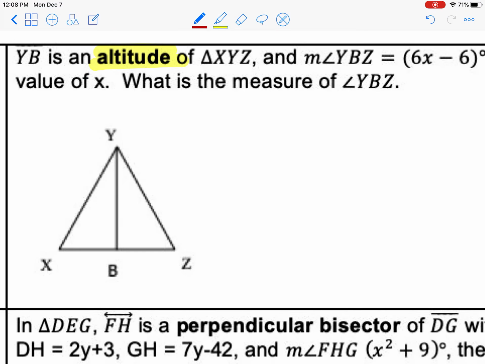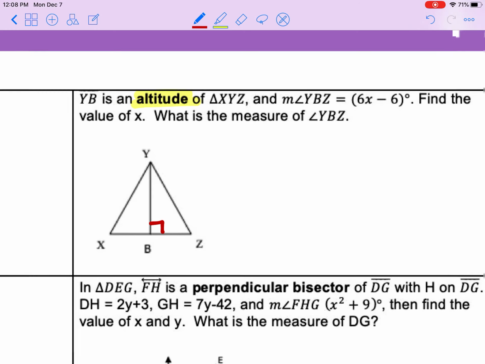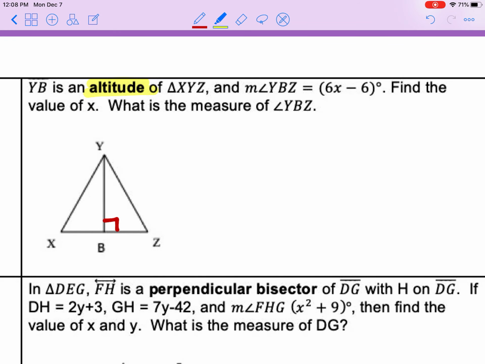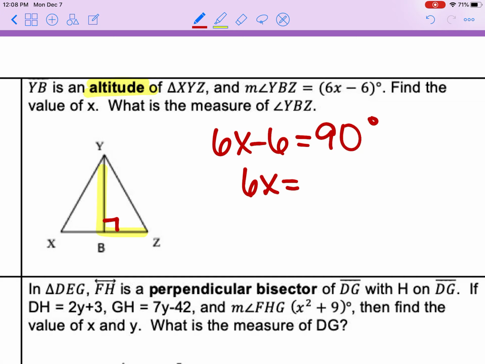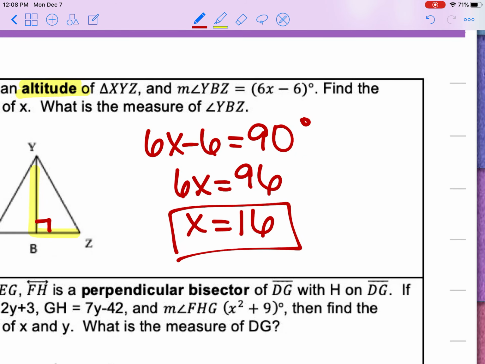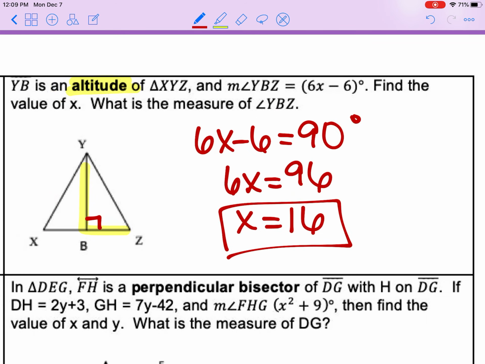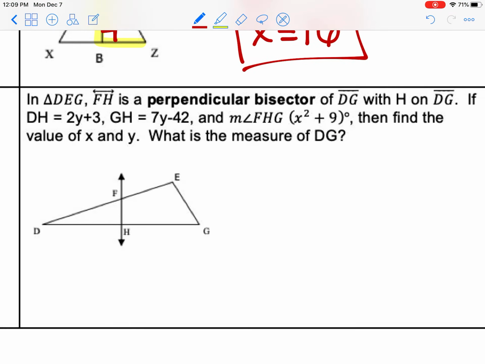All right, next question. Keyword is altitude. And so if we see an altitude, we automatically know that that is a right angle. And so if they're giving us information about angle YBZ, this angle here, we know that that's a right angle. So we know that 6x minus 6 equals 90 degrees. So 6x equals, add your 6 over, 96. And then we can divide by 6. And so x is going to equal 16. And then they asked for the measure of angle YBZ. We would know that that equals 90 degrees.